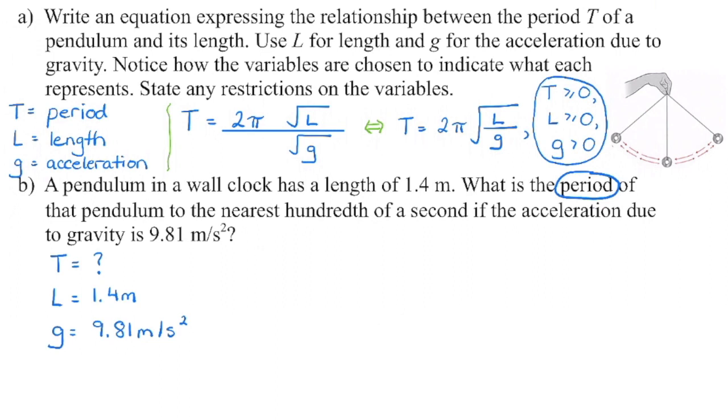Now we're going to take the formula. We're going to substitute in here the length and acceleration due to gravity, and then T happens to be isolated already, so we can just enter this into our calculator.